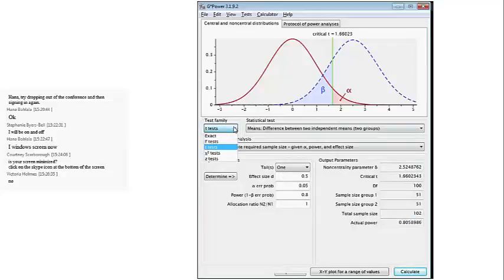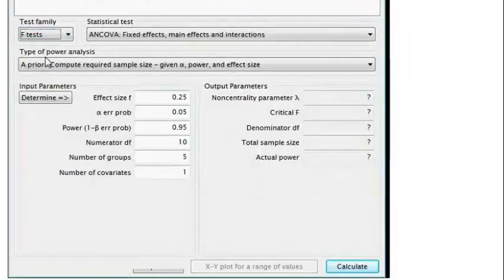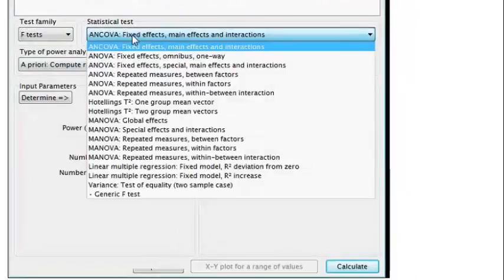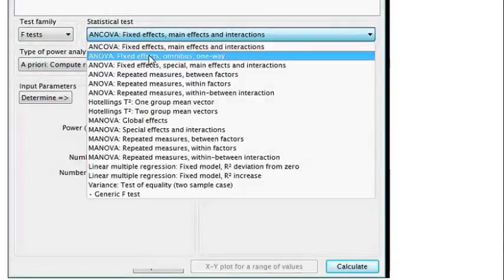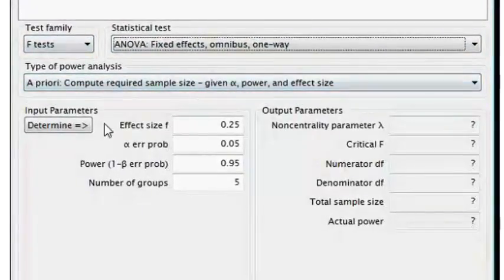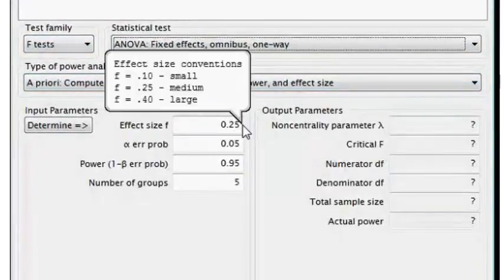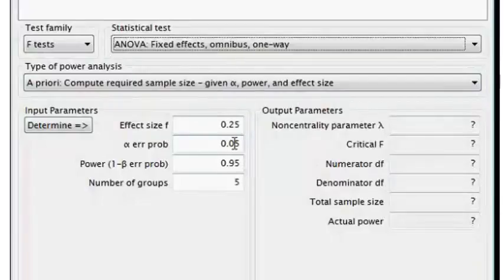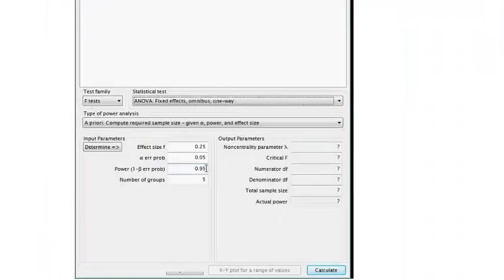Next test. Let's do ANOVA. We do a lot of ANOVAs here. It's a one-way ANOVA with no repeated measures, right? Just one variable. So again, it's going to suggest a medium effect size. We always use the critical alpha 0.05, and this is 0.8.